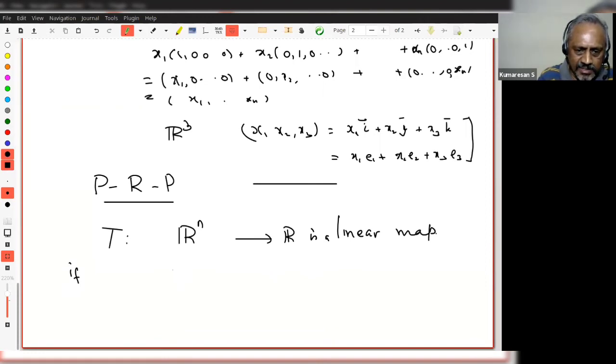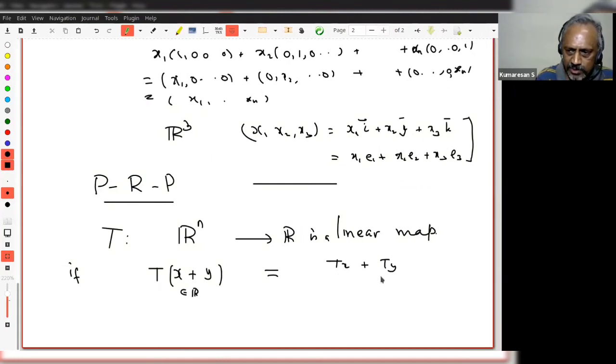You give me two vectors x and y in Rn, then I can form the sum of the vectors x plus y. That will be again a vector in Rn, right? Therefore, I can ask what is the image T of x plus y. Remember x plus y is a vector in Rn, T is a map from Rn to R, therefore this is a real number. Now let's look at x and y in Rn, therefore Tx is also a real number, Ty is also a real number. I can add these two real numbers. So I want T of x plus y to be equal to Tx plus Ty.